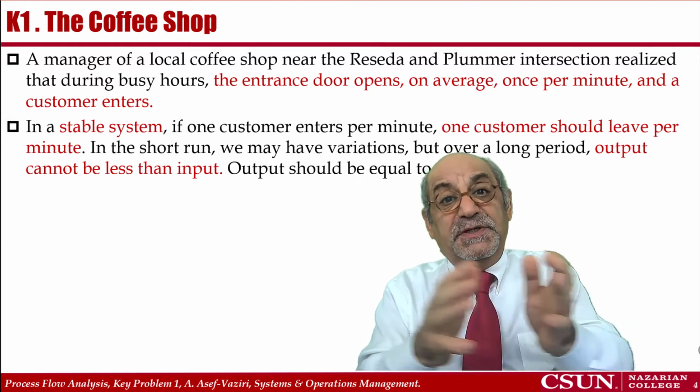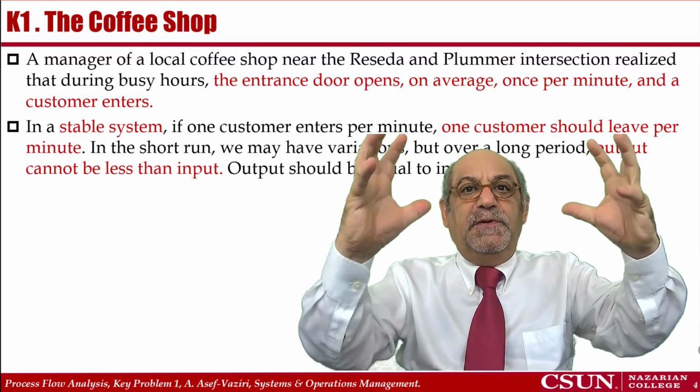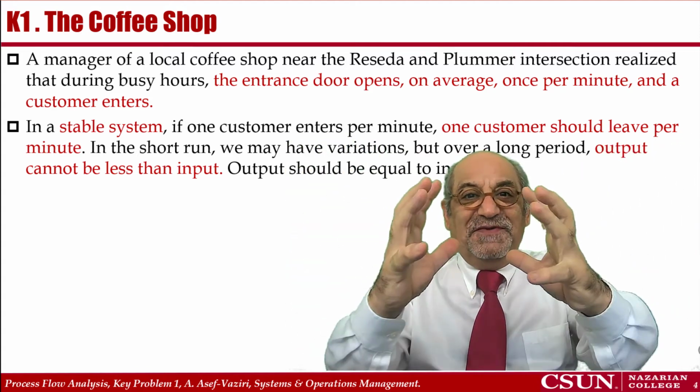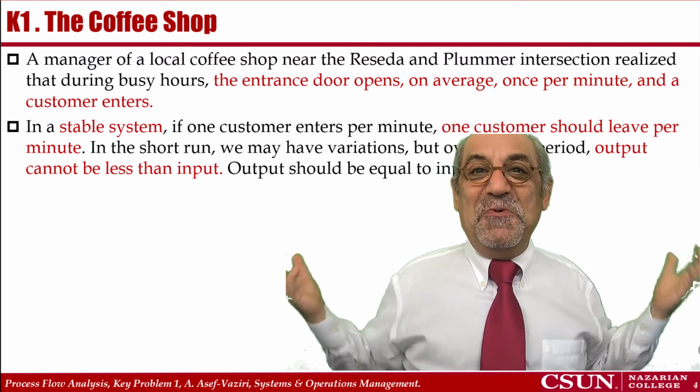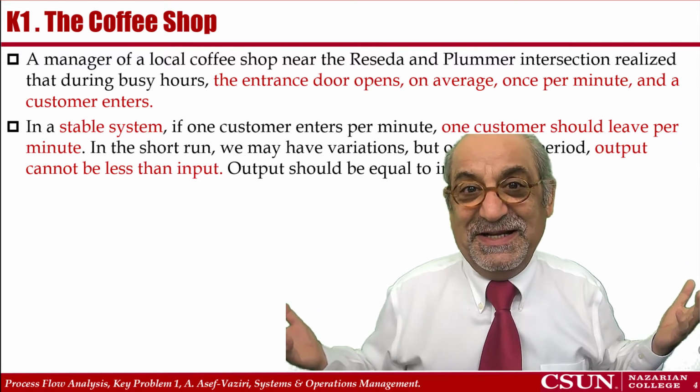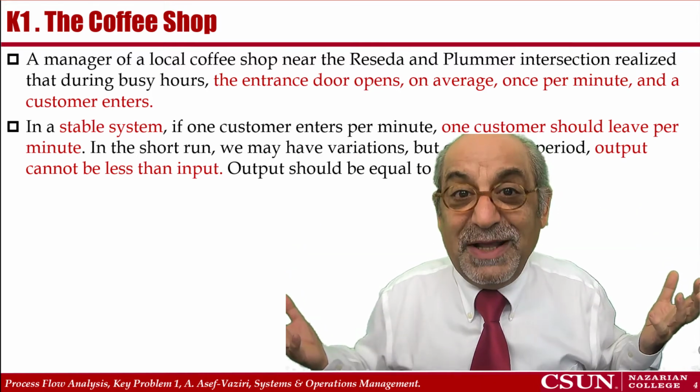If input is greater than output, people will accumulate, and what will happen after 1 hour, 2 hours, 3 hours, 4 hours, 5 hours? There will be no room for anyone to enter that system, and the system collapses.